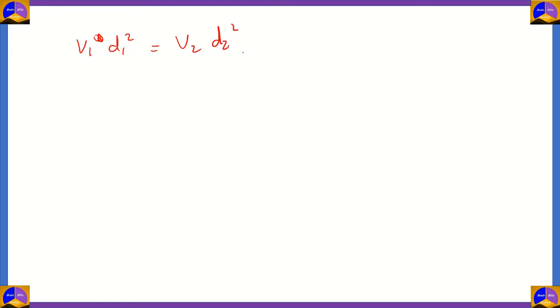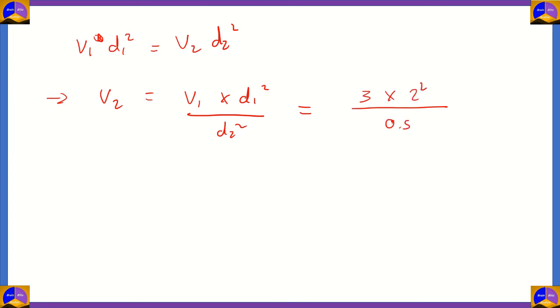Since we know that V1 is 3 centimeters per second, D1 is 2 centimeters, and D2 is 0.5 centimeters, we just need to find V2. So V2 equals V1 times D1 squared divided by D2 squared. That would be 3 centimeters per second times 2 squared, divided by 0.5 squared. So 3 times 2 squared gives you 3 times 4, divided by 0.5 squared, which is 0.25.